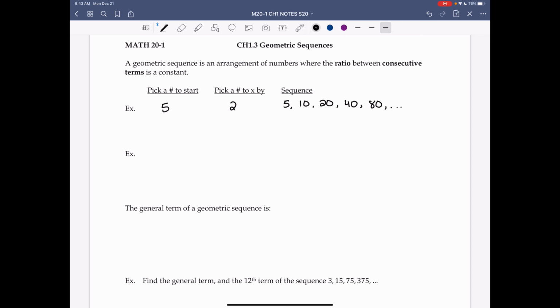The number we start with, that's our T1. The number we're multiplying by is called the R value, which is the ratio between consecutive terms. And we can see that it's the ratio if we take R equals T2 divided by T1, which would be 10 divided by 5 equals 2. Or we could take R equals, let's say, T5 divided by T4, which is 80 divided by 40, which also equals 2.